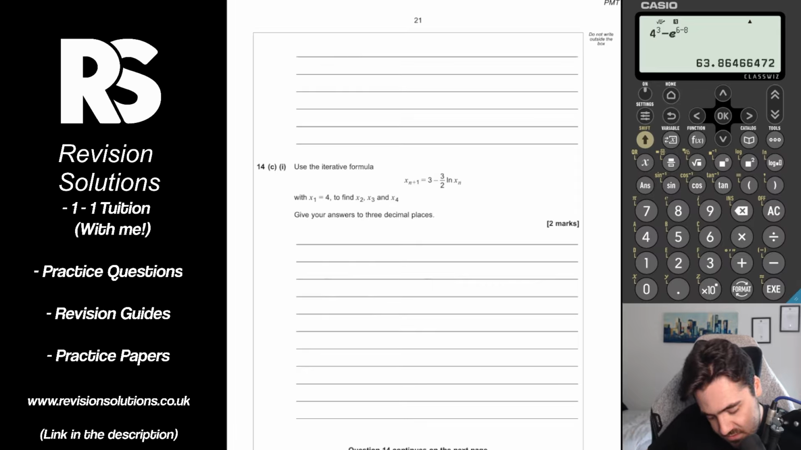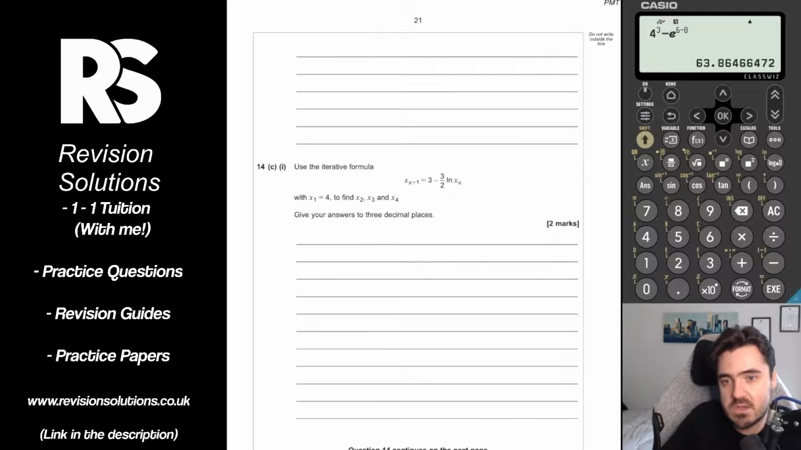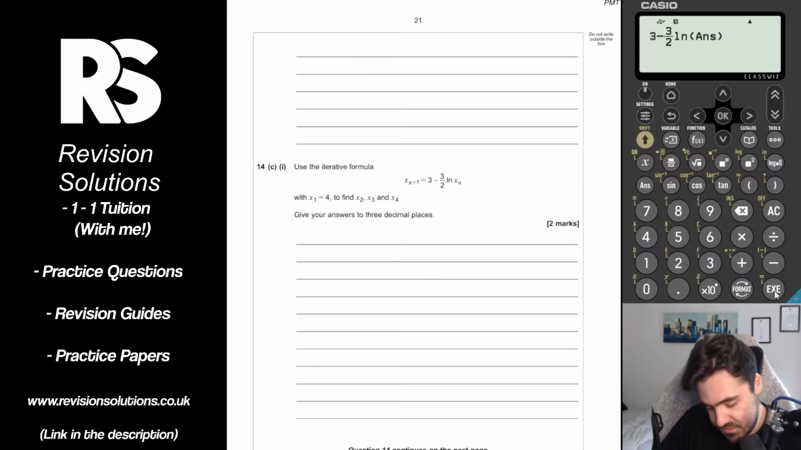Then it says, can we use the iterative formula with the starting iteration being x1 equals 4 to find x2, x3, and x4 to 3 decimal places? So I've got to iterate multiple times. I'm going to set this up nicely in my calculator. So first I'm going to hit 4, hit the execute button, and now that's stored as the answer. So if I want to just keep plugging the answer in, I'll type out my formula, but using the answer button. So I'll have 3 minus 3 over 2 times the natural log of the answer. So I hit that once, and currently the answer is 4.